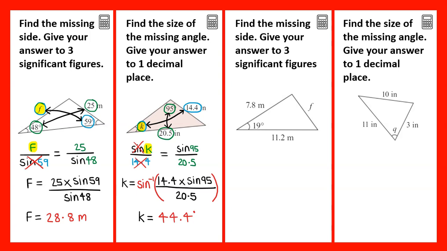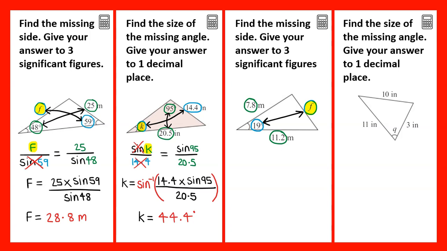For the next question, we need to find the missing side, labelled as f. Notice how this question does not contain two pairs of opposite lengths and angles. Instead, we have one pair of opposite length and angle with the other two lengths provided. This will allow us to use the cosine rule, which can be used when you're trying to find an unknown angle or length that are opposite each other with the other two lengths provided.